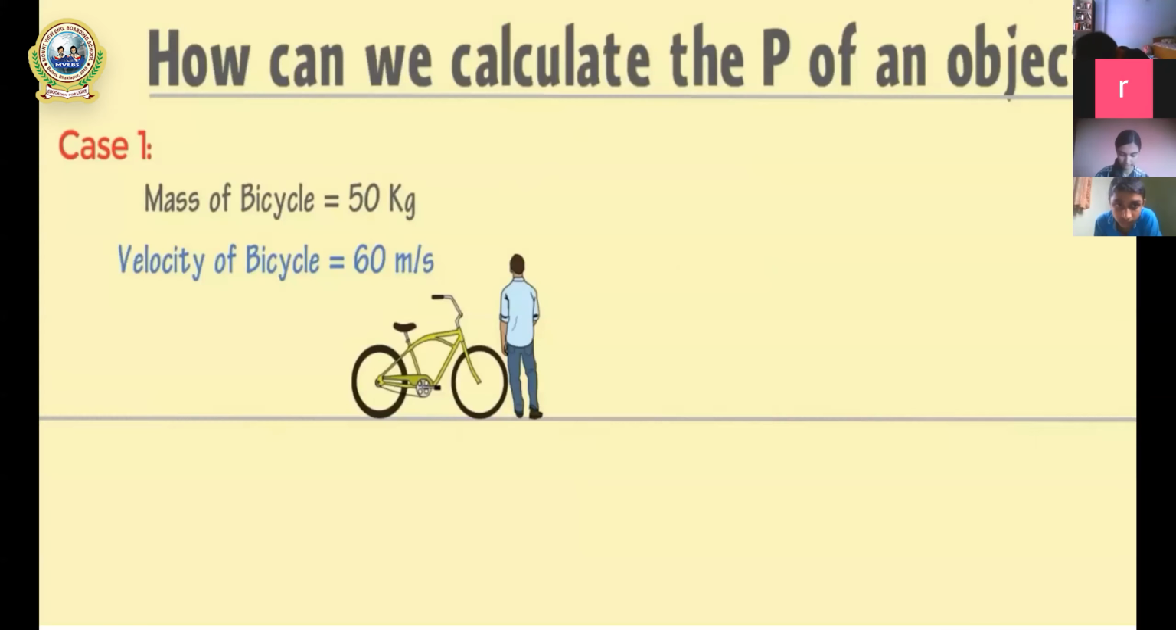Try yourself. How can we calculate the P of an object? P is for momentum, and if you know the formula, we can easily find the momentum of an object. The formula is P equal to M into V. See here, the mass of the bicycle is 50 kg and the velocity of the bicycle is 60 meter per second. I'm giving 1 minute time for you, dear students. Please be active and find the momentum of this bicycle. The bicycle is in motion.